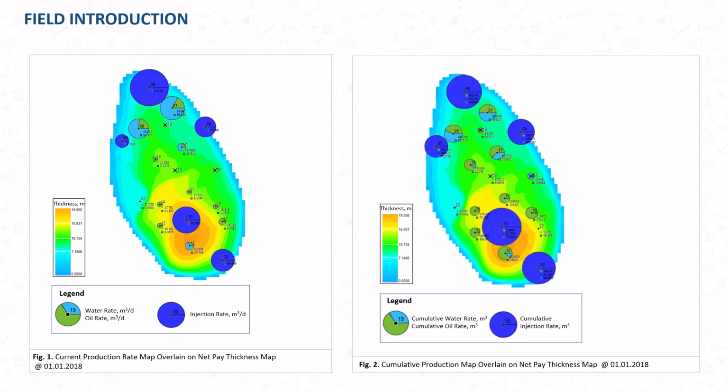Let's take a look at the pattern. Here you can see the producing and injecting wells. So from the cumulative and the current production map, you can see that in the southern part we do have many wells which produce mostly oil, but the production rate is very low. And here in the northern part we see several wells where the production is quite high, both current and cumulative, but we do already see a high water cut in those wells.